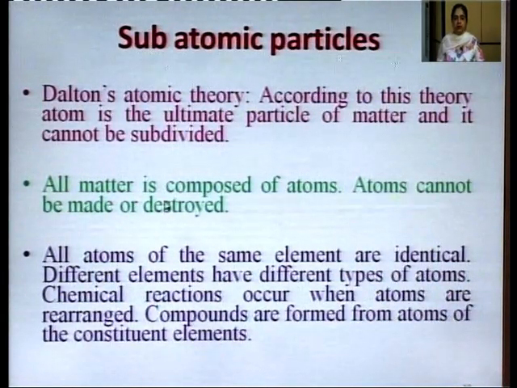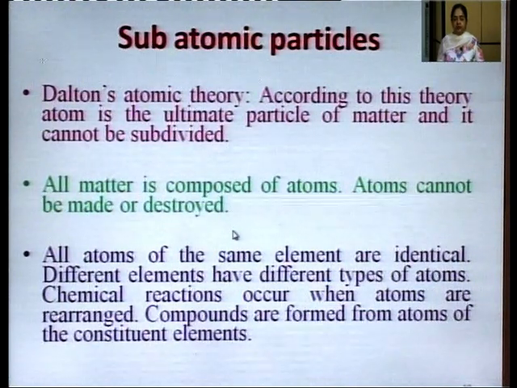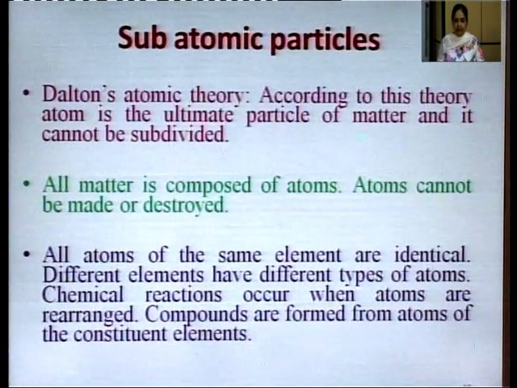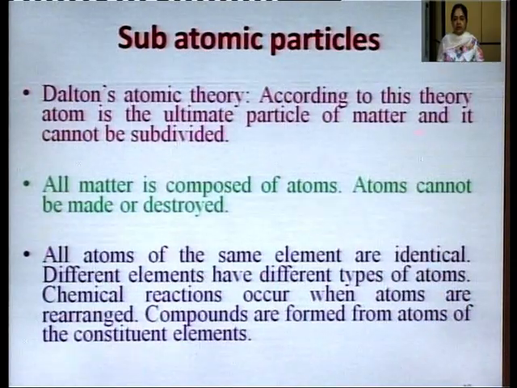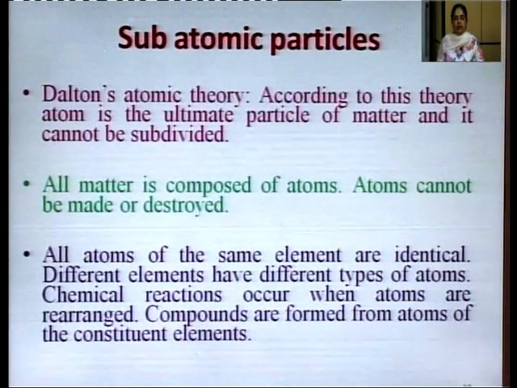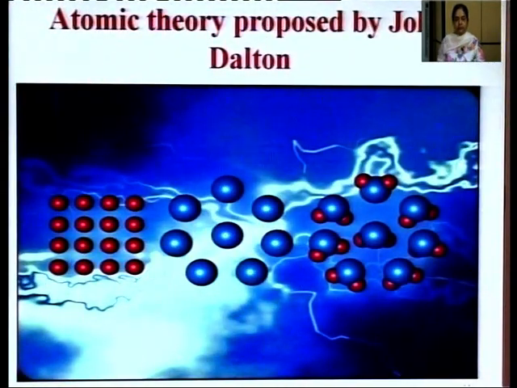Second is all matter is composed of atoms. Atoms can't be made or destroyed. All the atoms of same element are identical. Different elements have different types of atoms. Chemical reactions occur when atoms are rearranged. Compounds are formed from atoms of the constituent elements. Picture of atomic theory proposed by John Dalton.